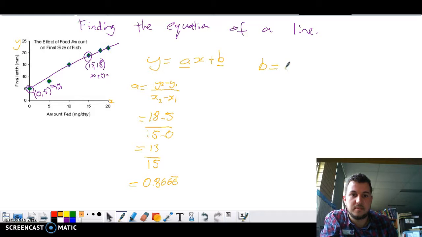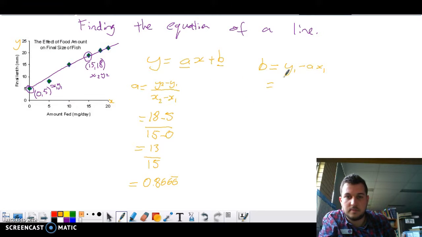Now finding out b. b's got a nice simple one. It's just y1 take a times x1. So what's your y1? 5. Take a. Now what was a? a is this, 0.86666 forever, times, because remember 2 letters next to each other means times, x1, which was 0. But 5 take, oh well, hang on. This times 0 is just 0, so it's just going to be 5. Would that make sense? Because b in this instance is where it crosses the y-axis, which we know is here.